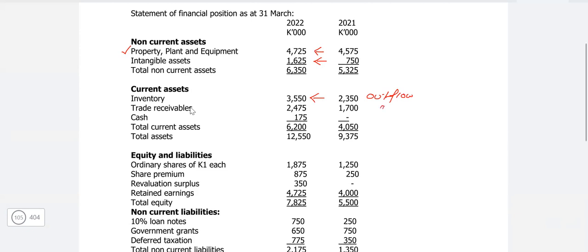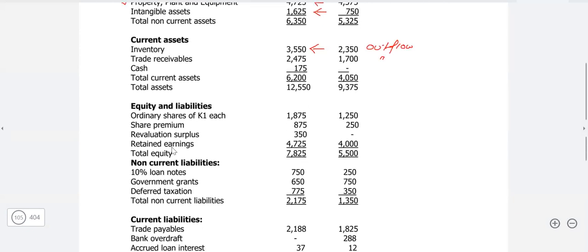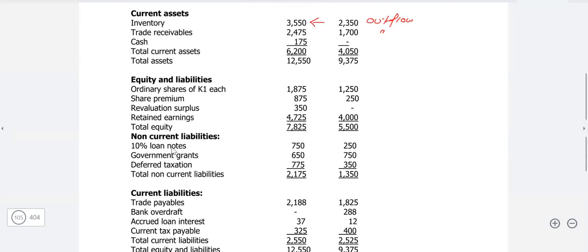Cash: in the last year, they had 0. This year, they have 175. Then this is the total current assets and the total assets. Then we have the equity and liabilities. So we see there is the issuance of shares over here, which will be included in the financing activities. There is a share premium balance increasing as well. So that means they have issued shares, which increases the share capital as well as the share premium.